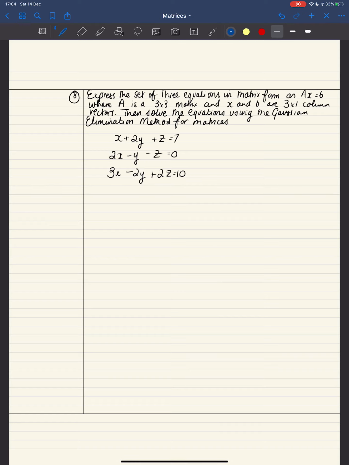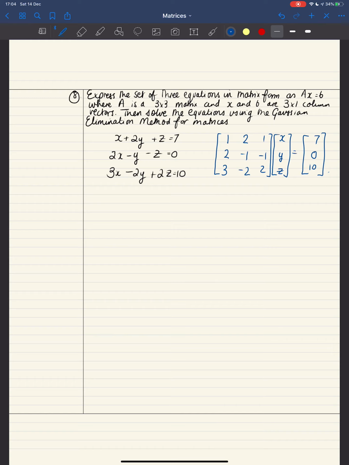Question 8: Express the set of 3 equations in matrix form as AX equals B. A is a 3 by 3 matrix and X and B are 3 by 1 column vectors. Solve the equations using the Gaussian elimination method and matrices. Okay, so to save space, I'll put this here. You put the X coefficients in this column, Y's in the next one, and Z in the next one. Then you put X, Y, Z next to this, and then what it equals: 7, 0, 10.